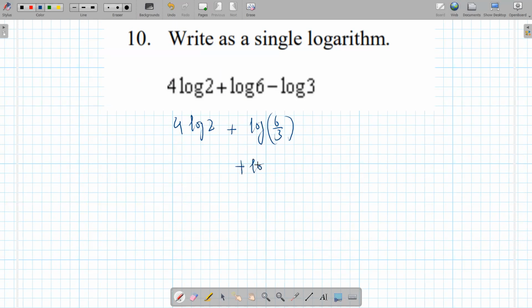Could you bring the 4 up as an exponent? Yeah, you could. That's exactly what you would do. So that gives you log of 2 to the power 4, which is 16, right? Yeah. And then you multiply them, right? Yeah. And that's the final answer, log 32. Okay.